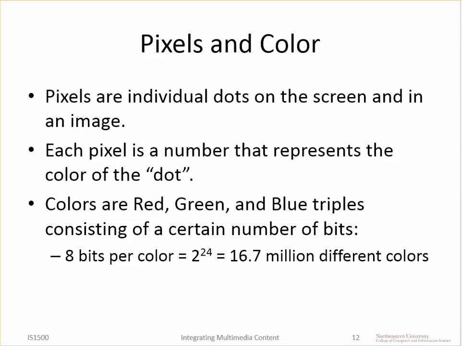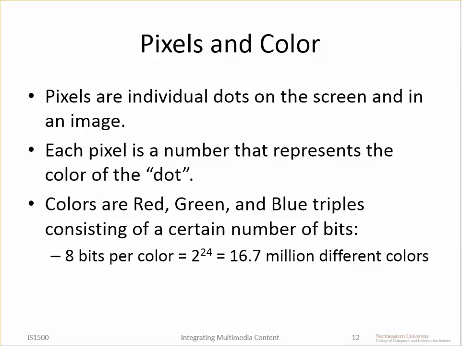Now, color is represented on screens by using RGB triples. So every individual dot on the screen, every pixel, is represented by the color of the dot. And the color of the dot is a number that consists of three parts: a red part, a green part, and a blue part. And it tells the monitor how much intensity of red, how much green, and how much blue it should use. And when those three colors get mixed together in our eyes, they form a particular color.